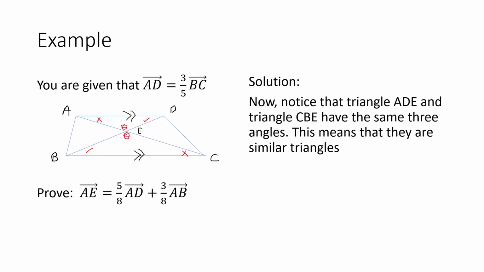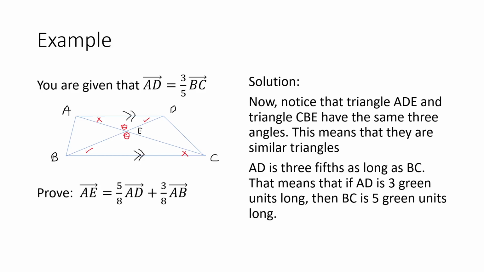We'll sort of try our best to re-explain it. So like it says here, notice that triangle ADE and triangle CBE have the same three angles. I'm now repeating myself. Now this means they're similar triangles. Now we know that AD is 3/5 as long as BC. So that means if AD is 3 green units long, then BC will be 5 green units long.